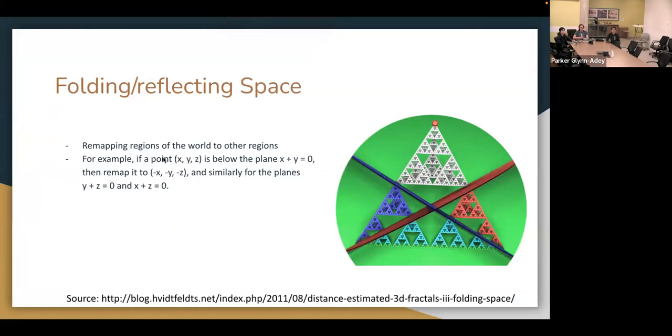So we can also remap regions in our space to another region. Let's say this was the x plus y equals zero plane, and we had a point that was below it, like this blue area. If we take the negative of each point that is below it, it maps back to this white region. And the same thing for the red one: if it's below this plane, we take the negative and it goes back up. Same thing for this turquoise one, except there are a few more reflections involved.